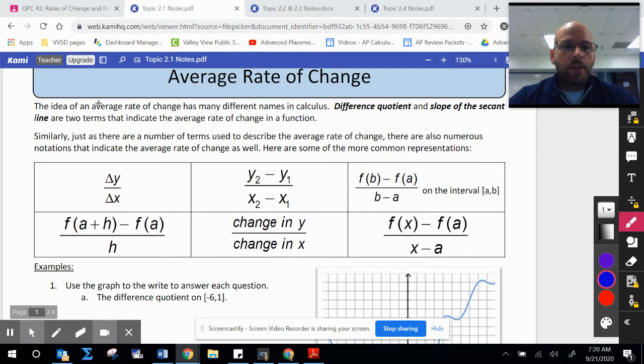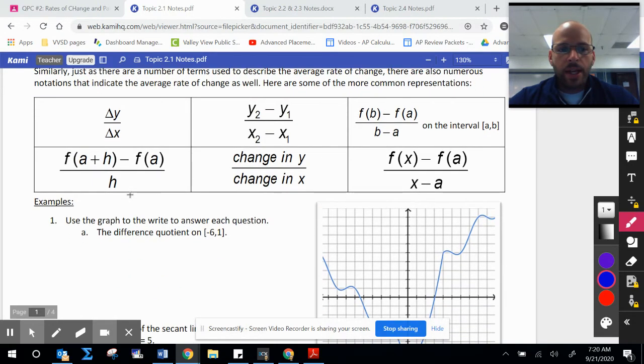And at the very top here, I have a sentence or two. It says the idea of average rate of change has many different names in calculus. Difference quotient is one way to say it. The slope of a secant line would be an average rate of change. And those are just two of the more popular ones.